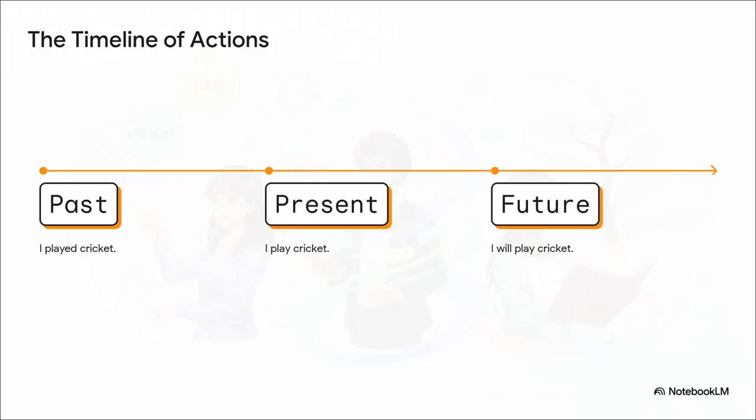Think of it kind of like a timeline. Take the exact same action, playing cricket. Watch how the verb shifts based entirely on the clock. In the past, I played cricket. Right now, in the present, I play cricket. And in the future, I will play cricket. See that shift? We're dealing with 3 main time zones, and each one of those has 4 specific forms. 3 times 4, boom, that gives us our total of 12 tenses.